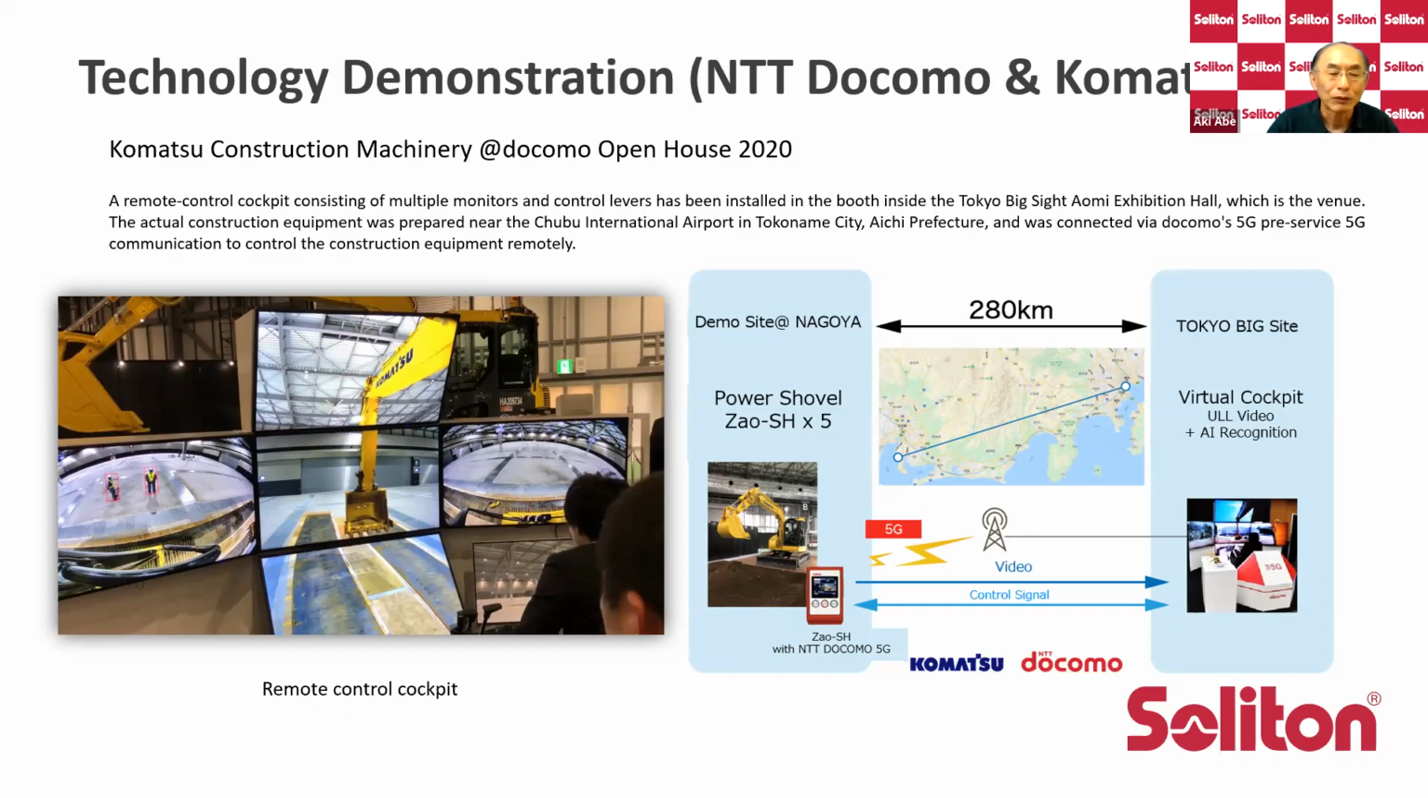We put multiple cameras on the construction machine and show them on the left-hand side, this is a 5-screen. So this person can drive this construction machine remotely from 280 kilometers away. It's about 170 or 160 miles away. And I also want to mention that in this 5-screen, on the left-hand side, you can see 2 red boxes. There's a human being there.